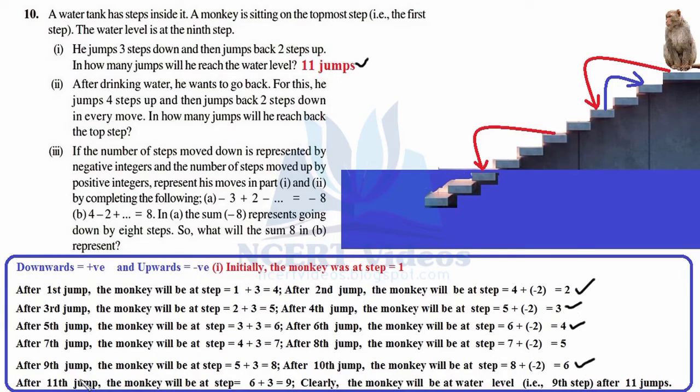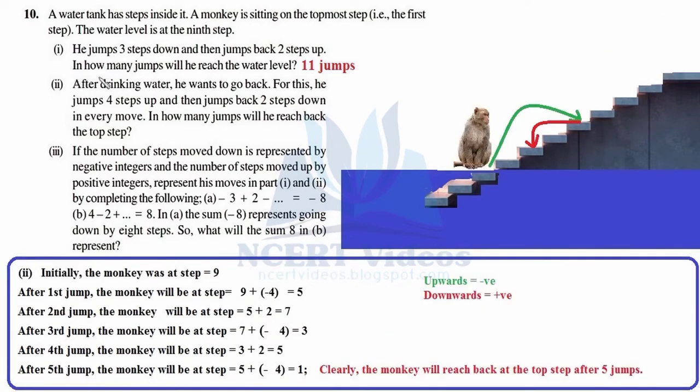And last, from the 5th step he will jump again 3 steps, so it will move towards down 8, and from 8 he will come back to the 6th step. And in his 11th jump from the 6th step he will jump directly to the 9th step. So total 11 jumps he will have to make.